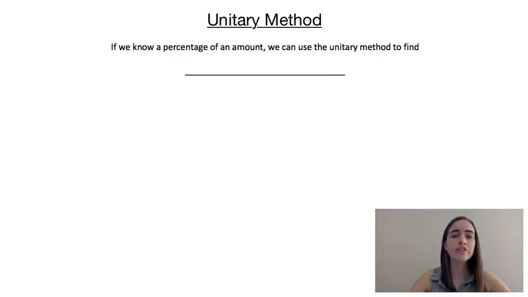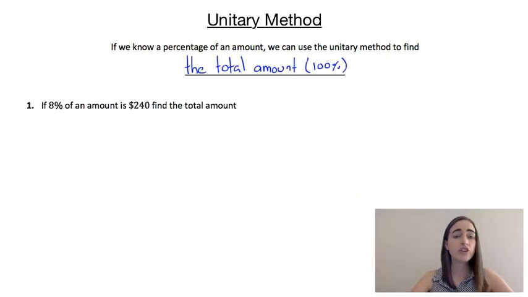In this video, I want to have a look at something called the unitary method. If we know a percentage of an amount, we can use this method to find the total amount or to find 100%. So let's have a look at an example to see how this method works.